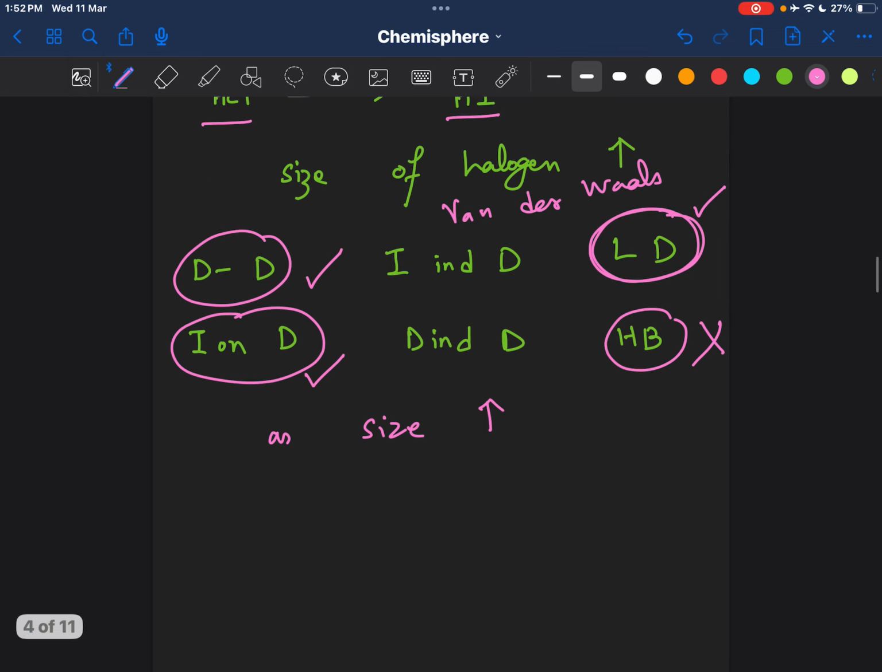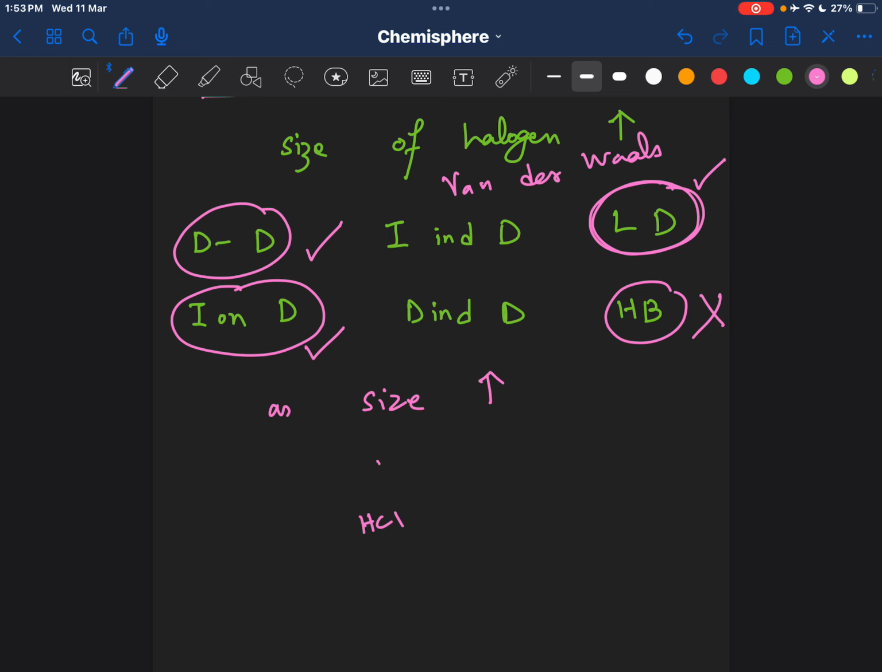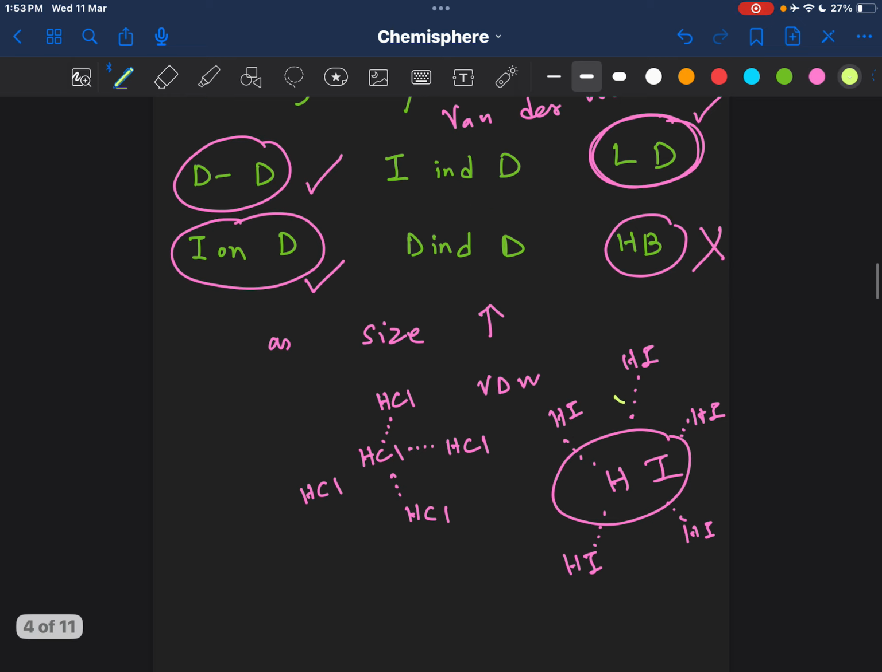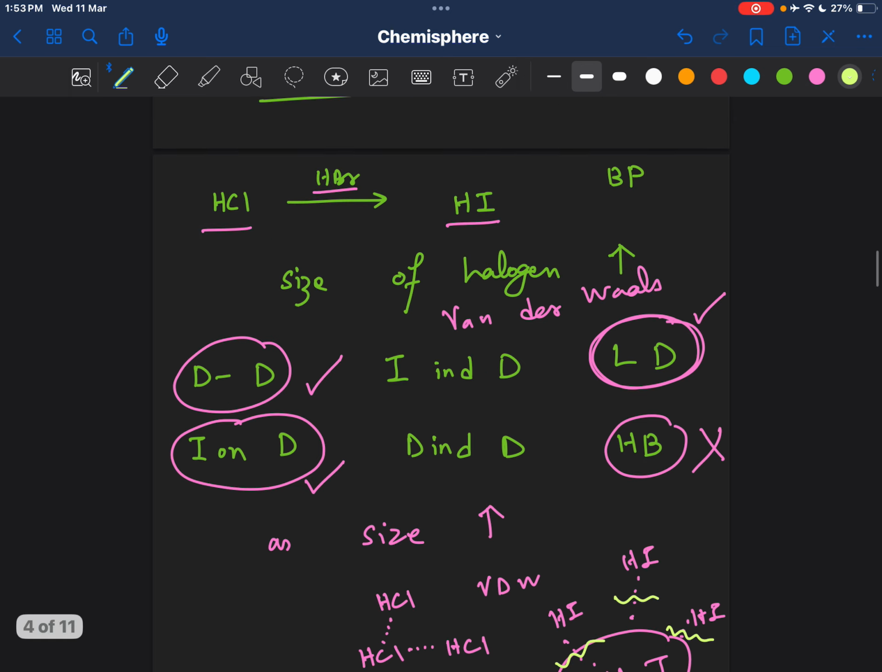So what's going to happen is, for example, an HCl molecule will be attracting many HCl molecules through forces, and these forces are your van der Waals forces. Since HI is bigger in size, it will attract even more HI through attractive van der Waals forces. So you can see there are more associations in the case of HI. Therefore, to break these bonds, we need to give very high temperatures to HI compared to HCl. That's why it increases from HCl to HI.